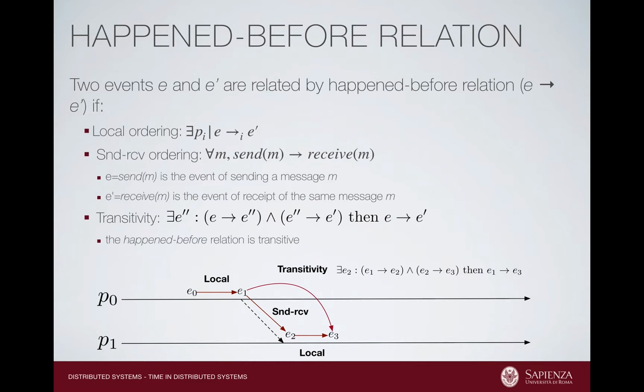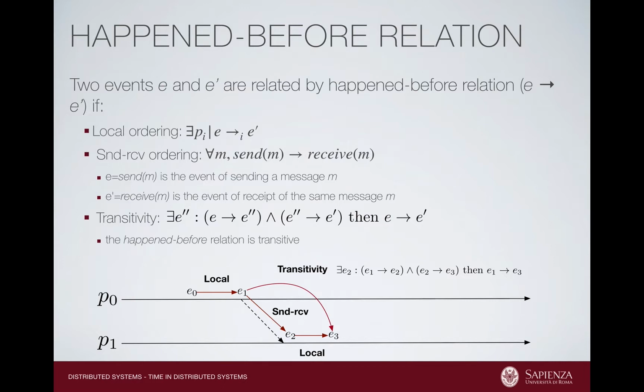Then we have that E1 happens before E2 because there is the send-receive relationship. So the send of the message happens before the receive of the message. And then we have that E1 happens before E3 by transitivity, because event E2 is the event that connects E1 with E3 in a causal relationship. So with causal relationship, what do we mean? We mean that event E3 could have been generated causally by event E1. Okay? And also, by the transitivity rule, we can show that event E0 happens before E3.